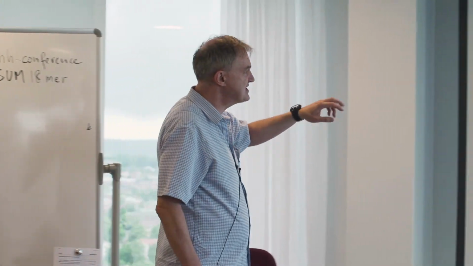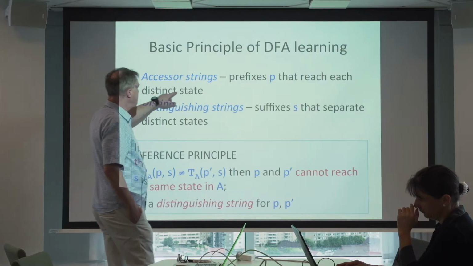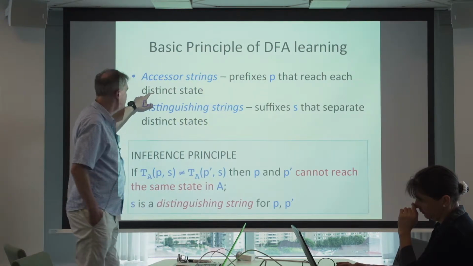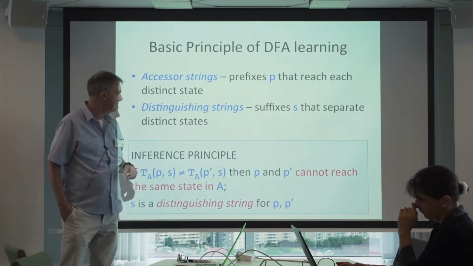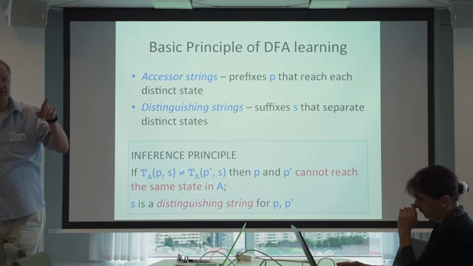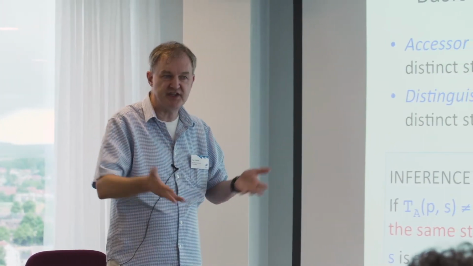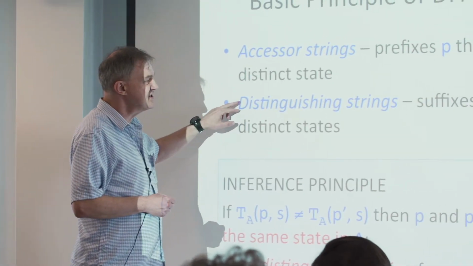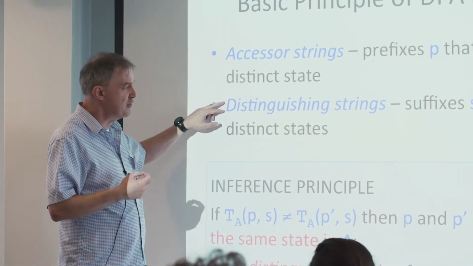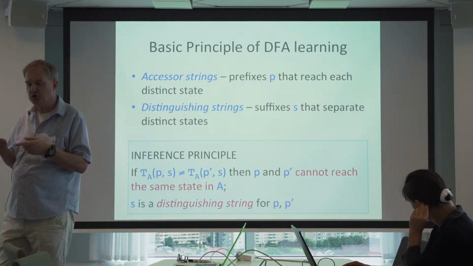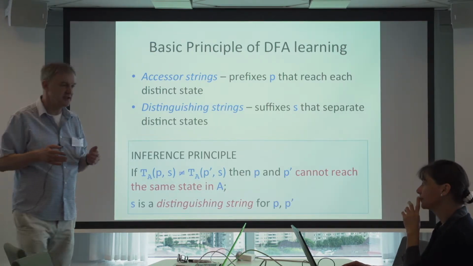So we need access to strings. In other words, we need prefixes that reach every distinct state, distinct in the sense of minimality, right? Of course, if it's non-minimal, there are different representatives of the same state, and it doesn't matter which you reach, in fact. So we don't know if the thing inside the black box is minimal or not. But as I said previously, and I even promised I'd come back to it, it's not enough to access states, you must also distinguish states.